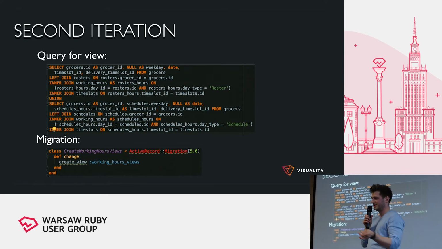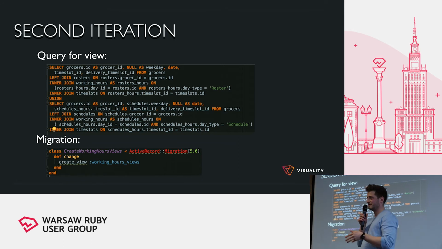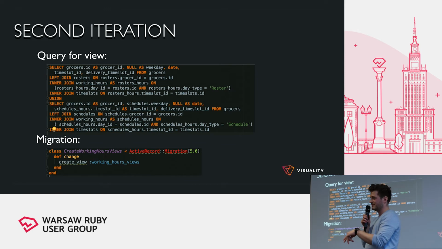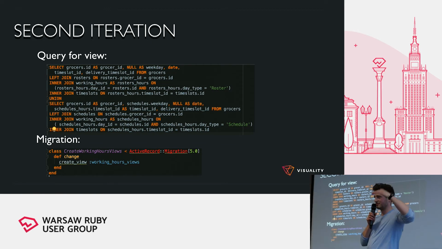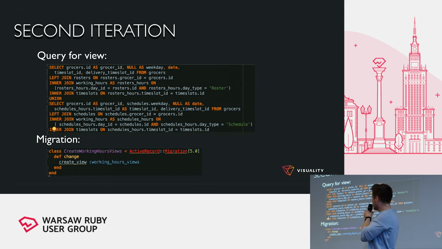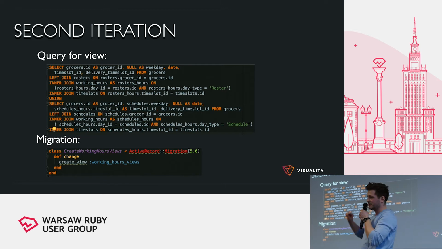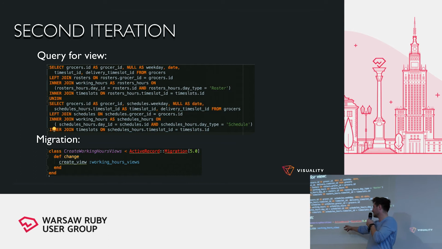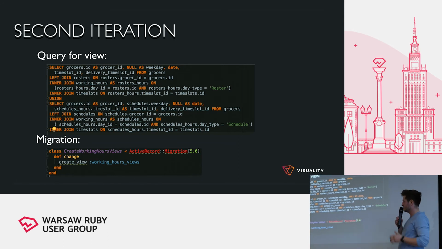So he had his weekly work routine, but he could have a changed routine for a specific date, and the roster was always over the schedule. So we first had to get data from the roster, and if there was no roster for the specific date in the request, we looked at the schedule. The migration was created simply with Scenic.